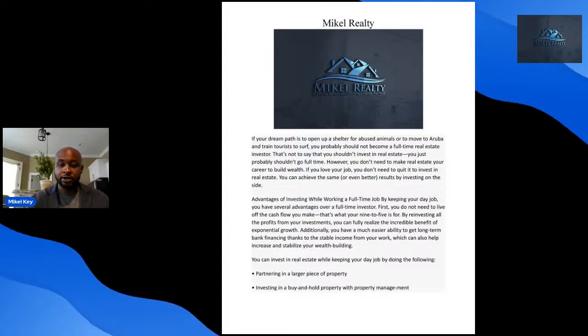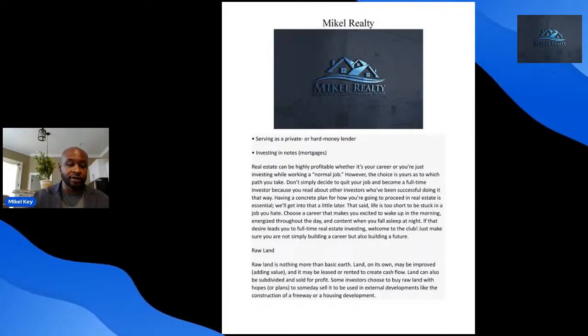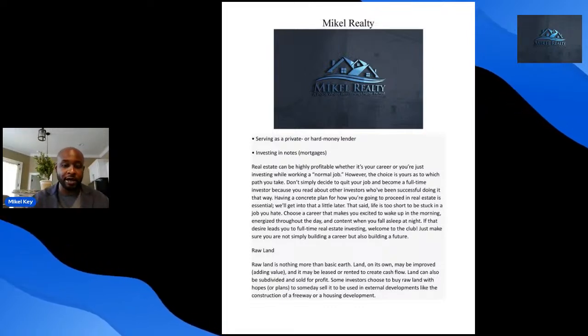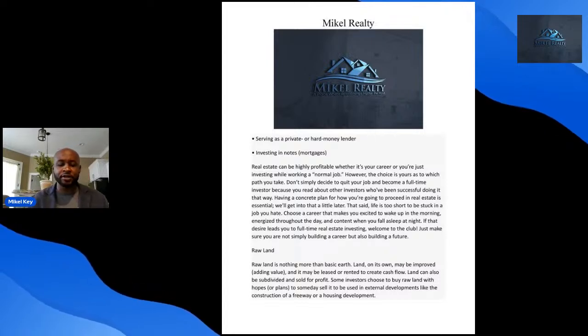So when we think about the different types of real estate investing out there, we hear about raw land, and not that many people invest in raw land.